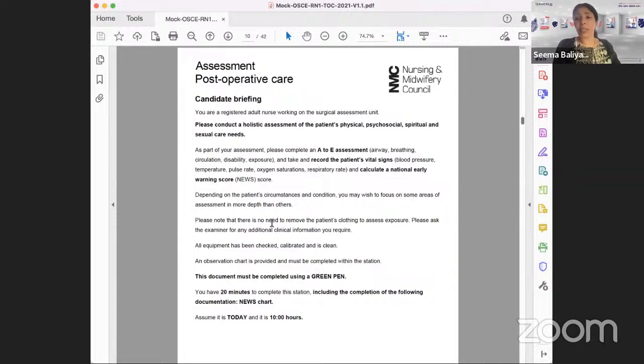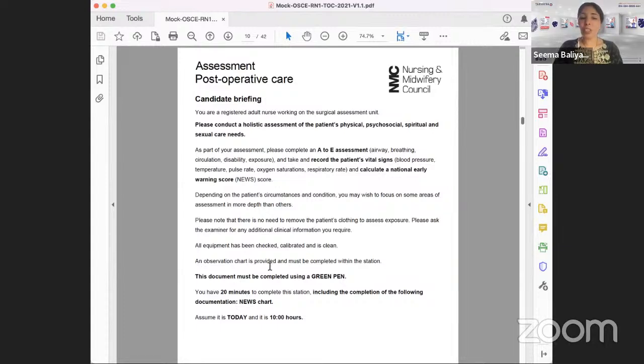So please ask the examiner for any additional clinical information that you require. So things like if you want to check whether all of your equipment is clean and calibrated, then you can ask the examiner any information that you require, any extra thing that you require to make sure that you are safely practicing and safely doing your task. Although they will already be giving you this, that all of the equipment is cleaned, checked, calibrated, and clean. So they have already given you the answer for this one.